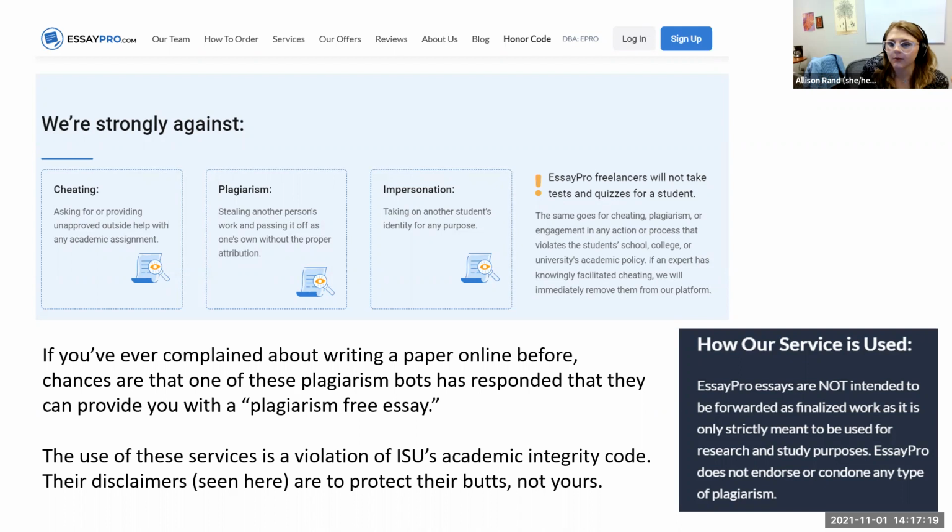I just throw this out there because these are really ubiquitous. They're all over the place. And I think a lot of times students don't think that professors know about them. But we do know that these exist, and it's pretty easy to tell when work comes from a place like this. It's important to understand that they may say it's plagiarism free, they may say they can write a great paper, but it is still plagiarism. It is still a violation of ISU's Code of Academic Dishonesty.